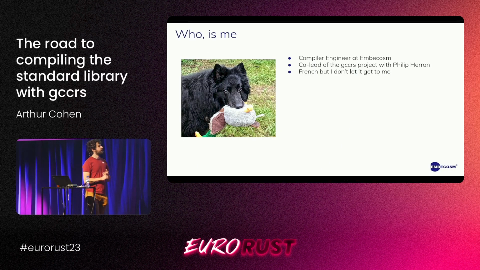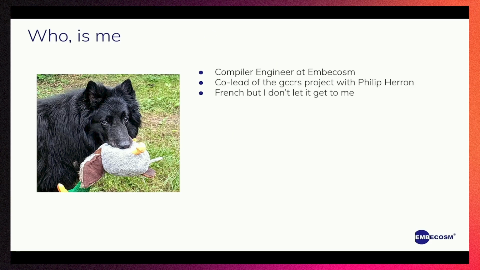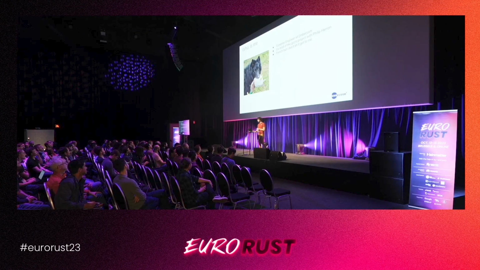So yeah, first, a little bit about myself. Who am I? I'm a compiler engineer at mbcosm. It's a small company based in the UK. We work on compiler backends, mostly in open source, so GCC, LLVM. I'm the co-lead of the GCRS project with Philippe Heron. I'm one of its 2 maintainers, and I'm French. I live in Paris. And this is a picture of my dog because it's much cuter than me.